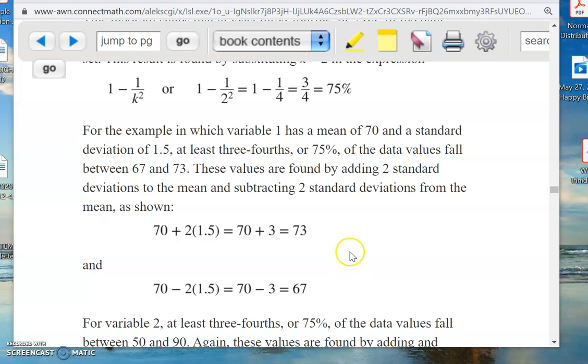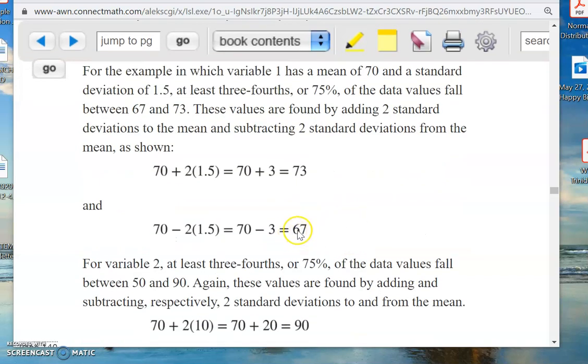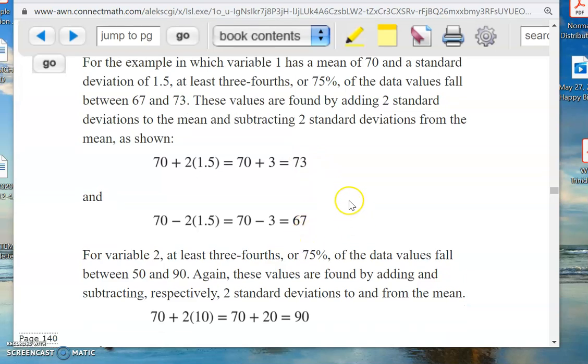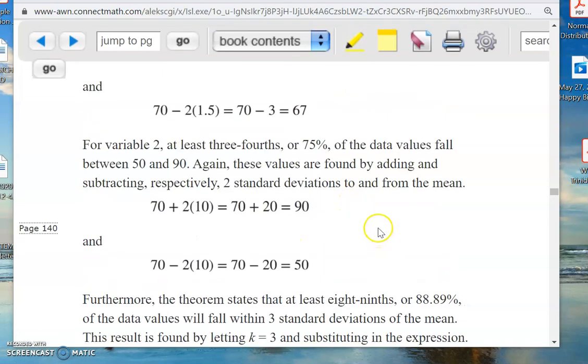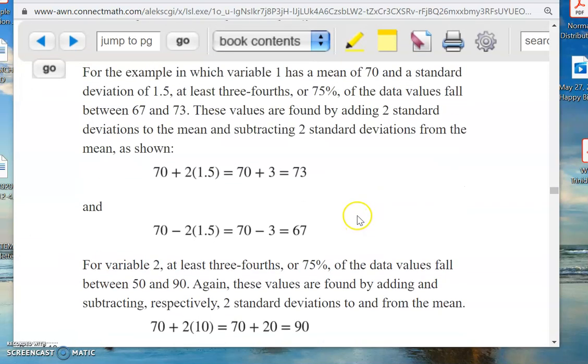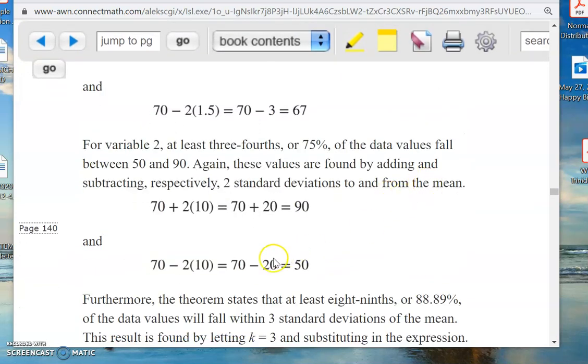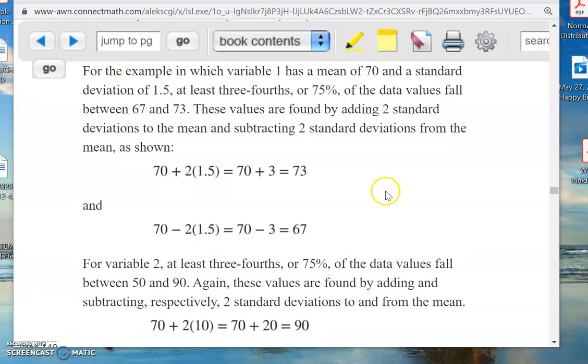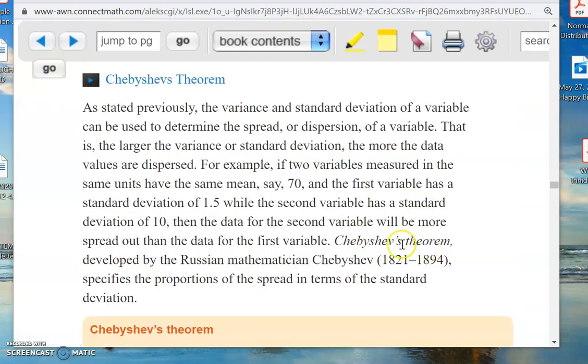How much of the population is going to be in there? We know from Chebyshev's theorem that at least 75% will be between 67 and 73. In the second example that he was giving, 75% will fall between 50 and 90. Where did we come up with that? Well, it's 70 plus 2 times the standard deviation and 70 subtract 2 times the standard deviation. But this time the standard deviation is 10, not 1.5. That was the example he was giving right here.